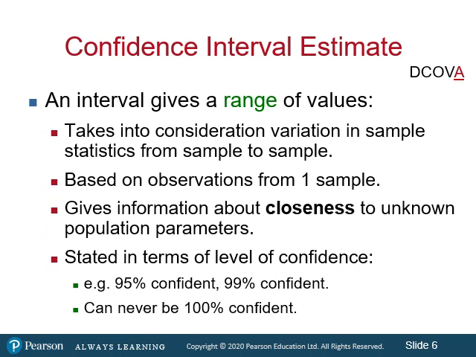What are confidence interval estimates? An interval gives a range of values. It takes into consideration variation in sample statistics from sample to sample. Based on observation from one sample, we will calculate a point estimate, and the confidence interval will give us information about how close the unknown population parameter is. The confidence interval is normally stated in terms of level of confidence. We normally look at two levels of confidence, which are 95% confidence and 99% confidence. We will never be 100% confident.